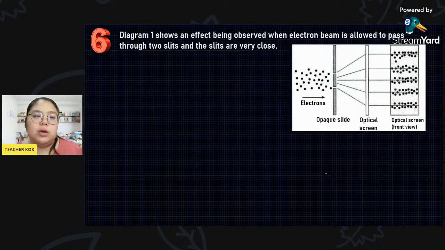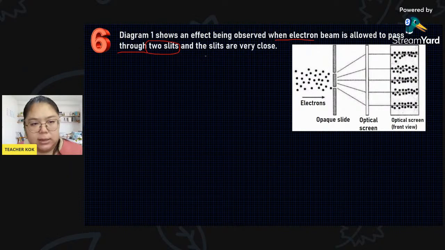Okay, diagram 1 shows the effect. I got the answer already. From here you can see they observe that when the electron is allowed to pass through two slits, a double slit, and also a single slit. You can see the slits are very close. They pass through the double slit. They told you these two slits are very, very small. So that means the electron passes through the two slits, and each slit is very, very small.